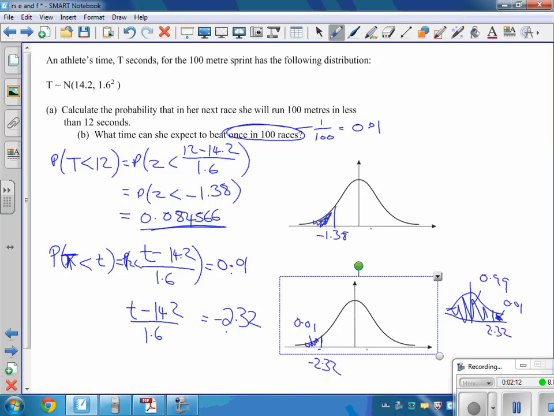times by the 1.6 and add the 14.2 gives the time she's only going to beat once in every 100 times is going to be 10.48 seconds.